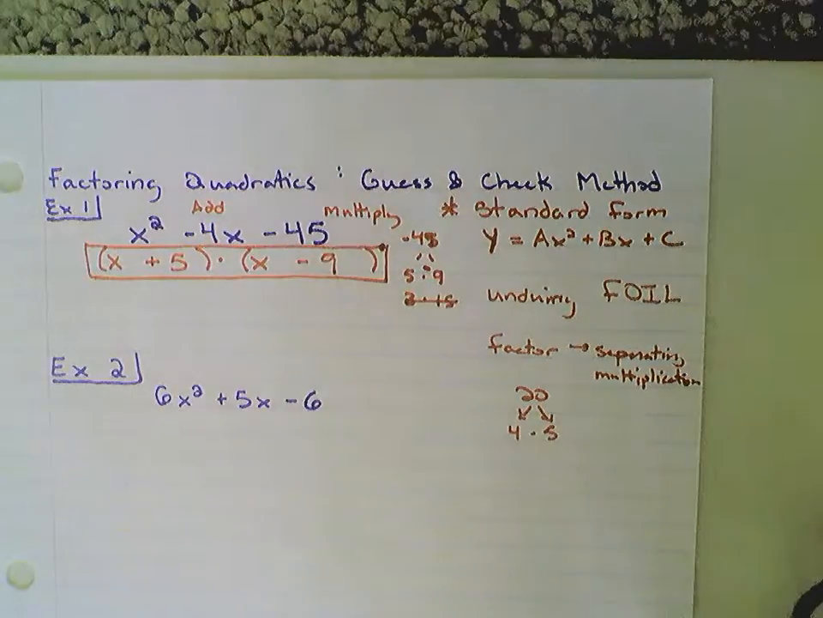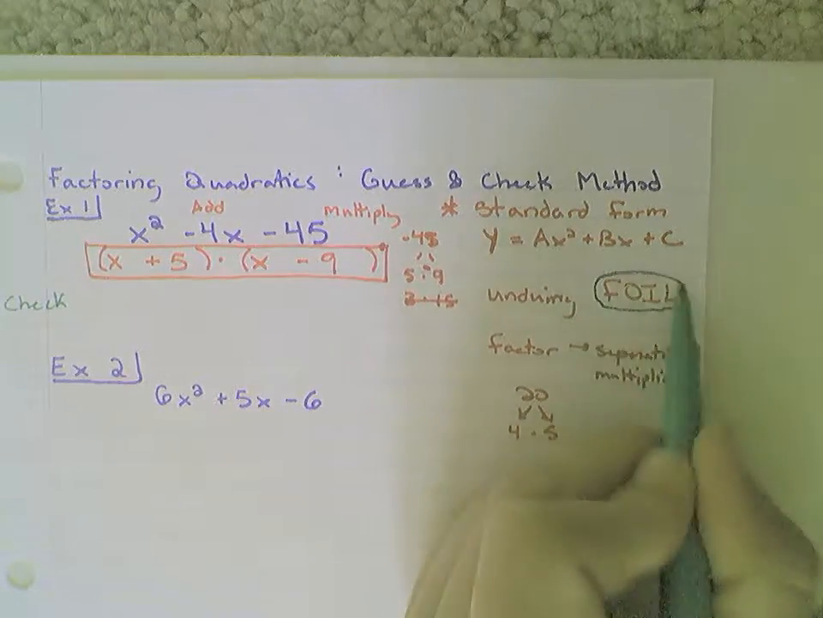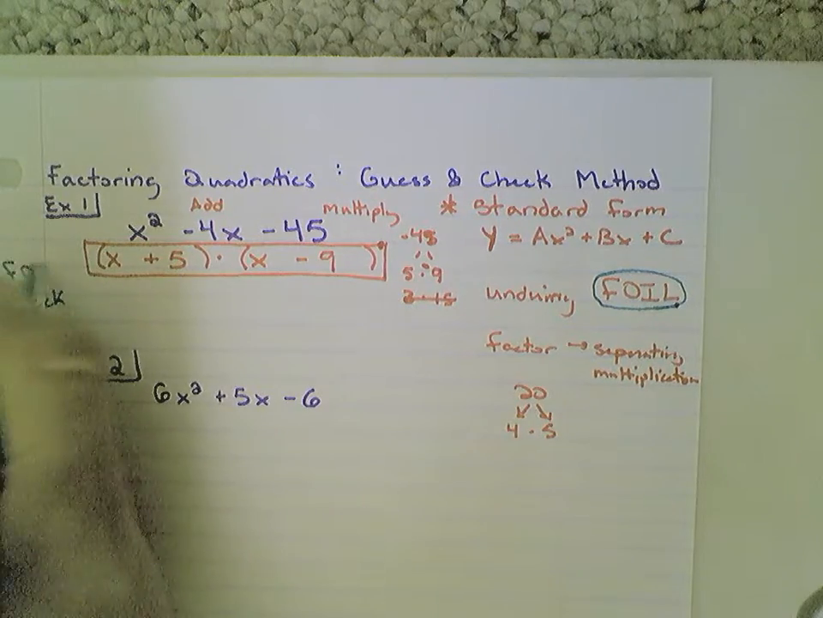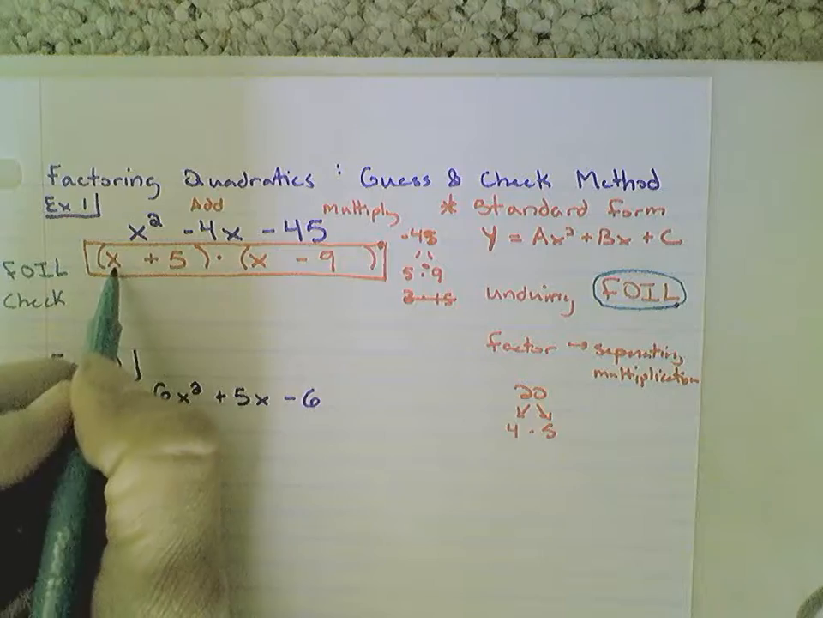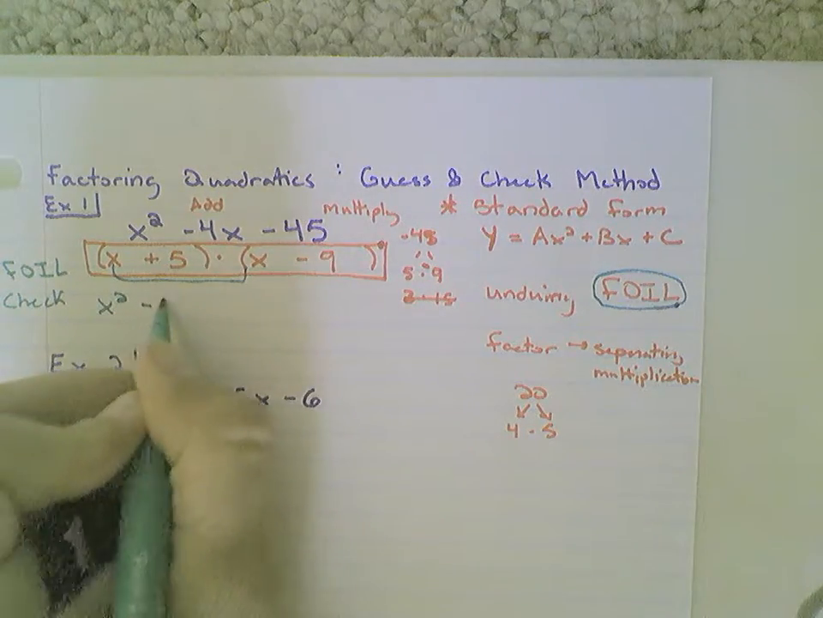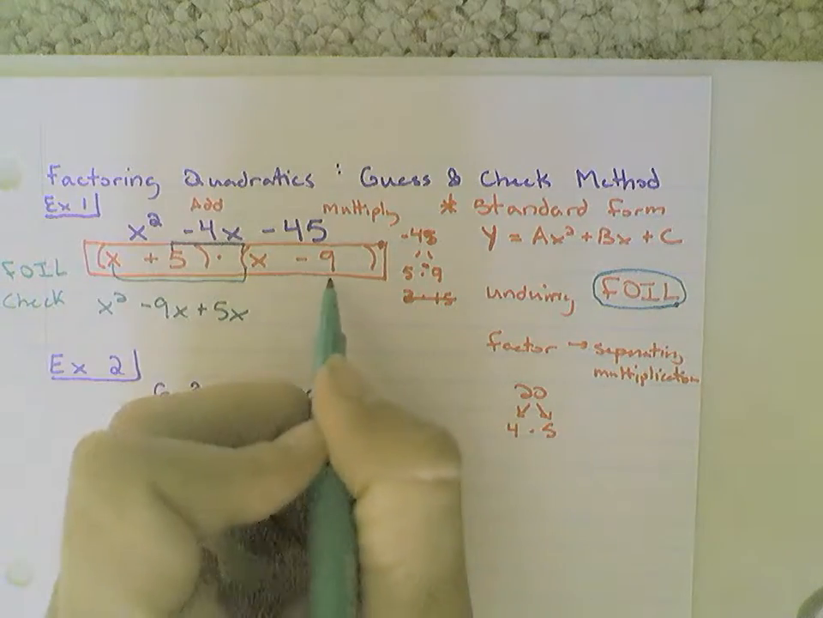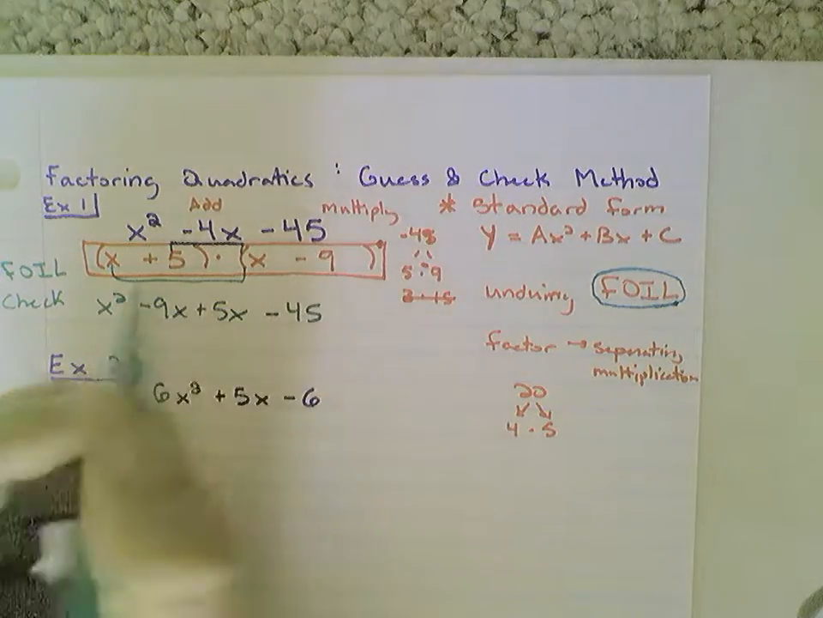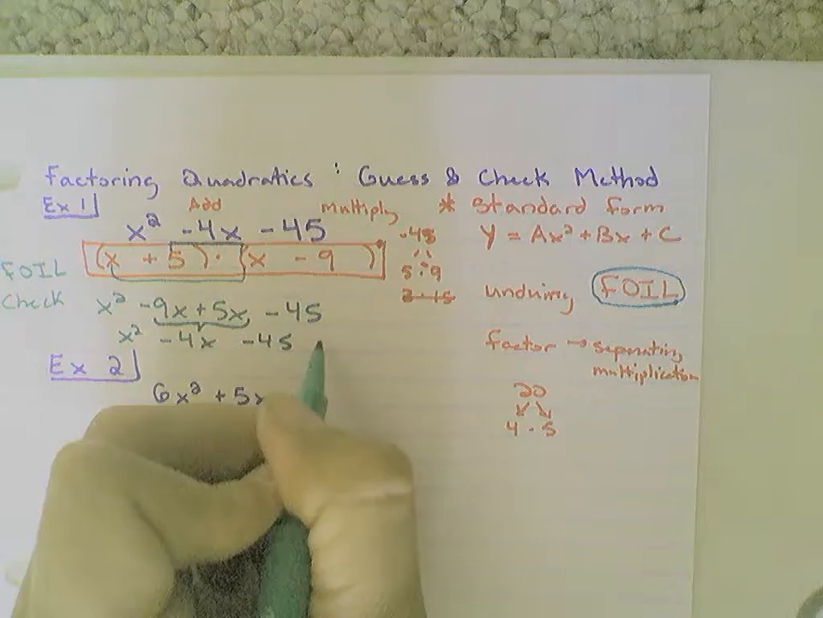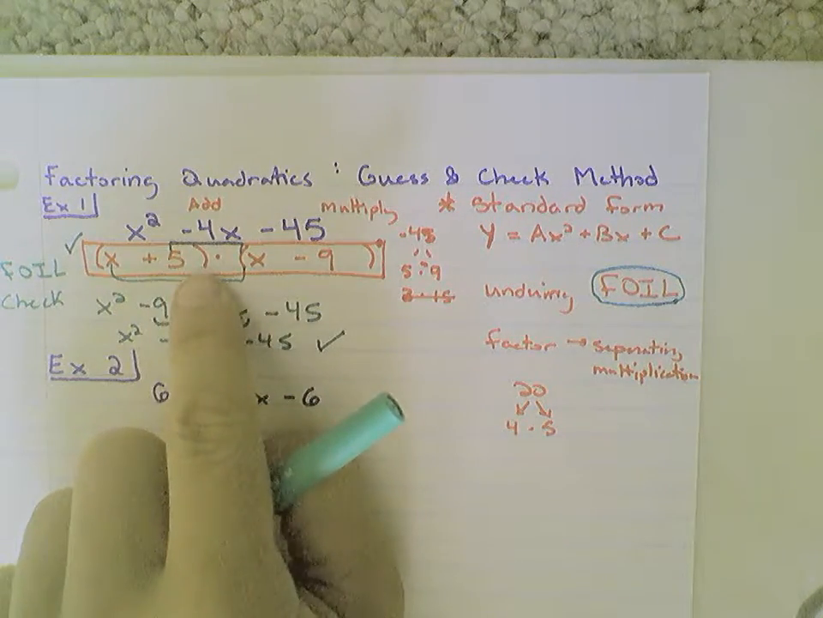Remember that you can always check your work, and the way we can check our work is that we just undid FOIL. So if I were to FOIL my answer, I should get back to the original. If I follow the FOIL method, first times first is really x squared. If I take the outers, x times negative 9, well, that's negative 9x. If I take the inner, 5 times x, that's a positive 5x. And then last, 5 times negative 9, I will get negative 45. Notice that these two middle terms can be combined. So I'll get x squared minus 4x minus 45. And as you can see, this is what I originally started with. So my answer checks out. The factored form of this equation is x plus 5 times x minus 9.